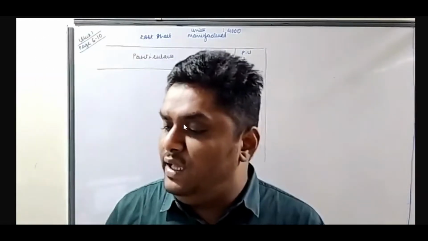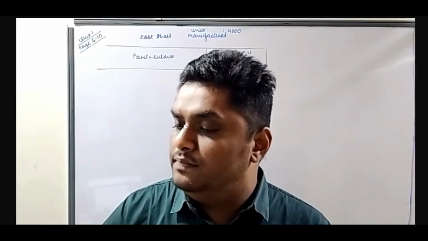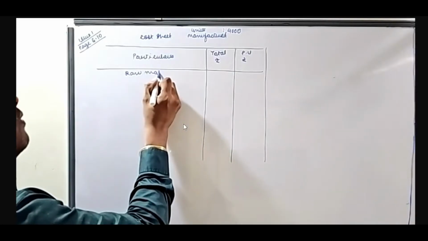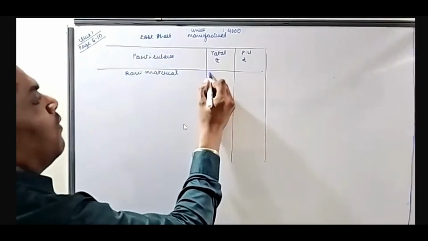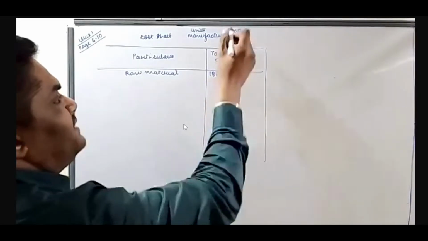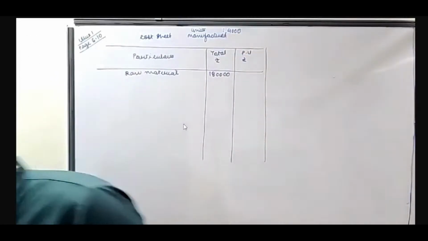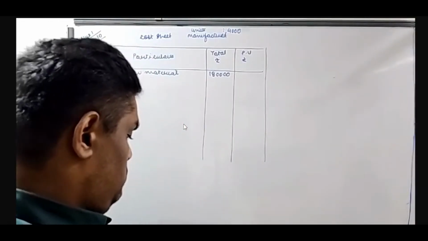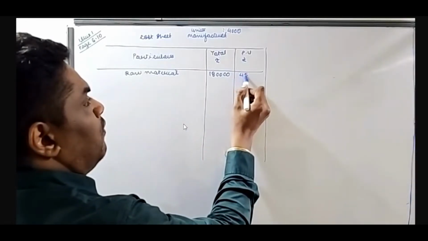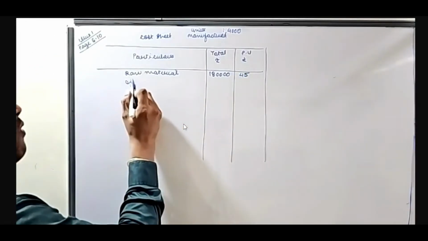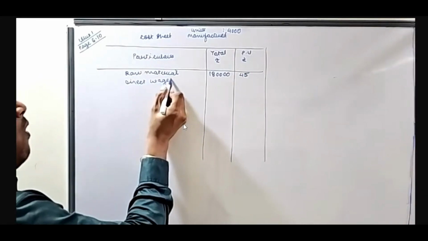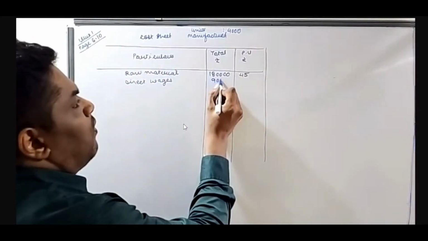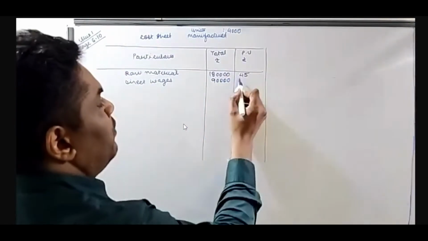Now herein straight away raw material is given, that is 1,80,000. And since 4,000 units are manufactured, so this will be 45. When talking about the direct wages, it is 90,000. And this will be 22.5.